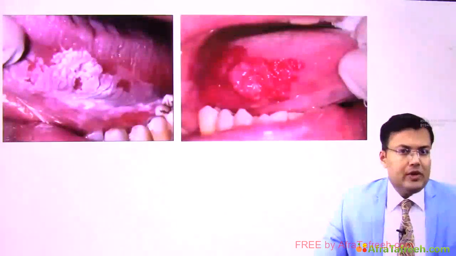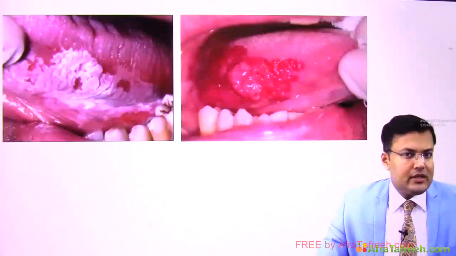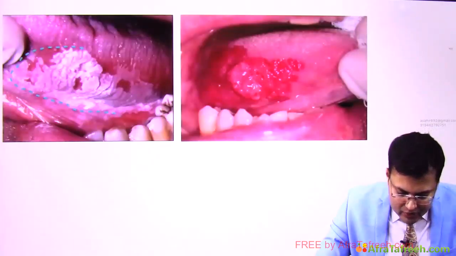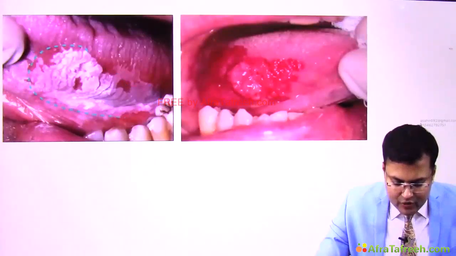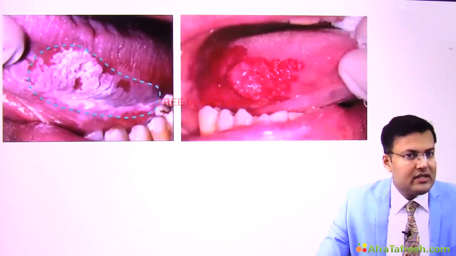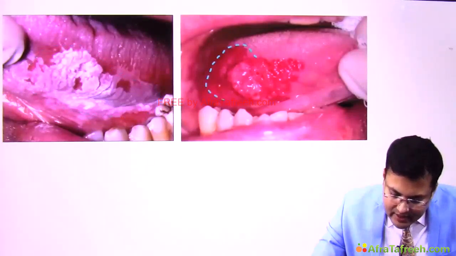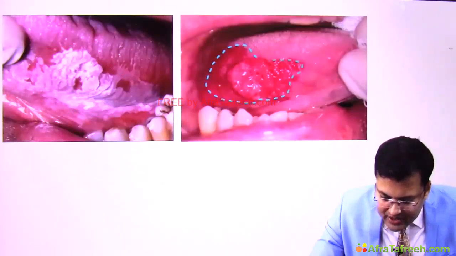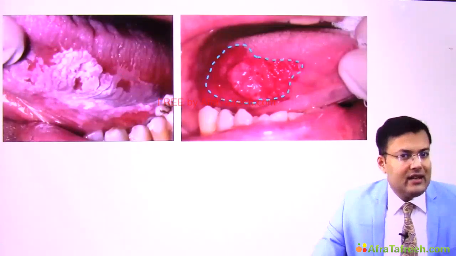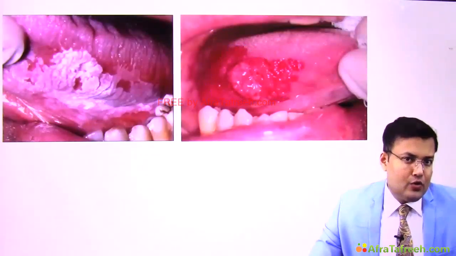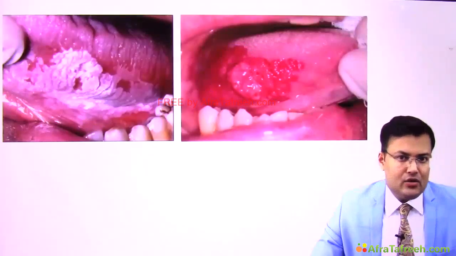Now see these 2 images and tell me what is the diagnosis on the basis of this appearance. So here you can see there is whitish patch or whitish plaque. So what is this? This is leukoplakia. And in this picture you can see there is reddish mucosal patch or plaque, and this is reddish, so this is erythroplakia. So first is leukoplakia and the second is erythroplakia.